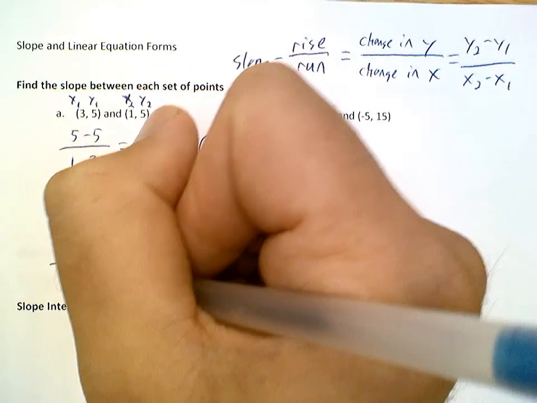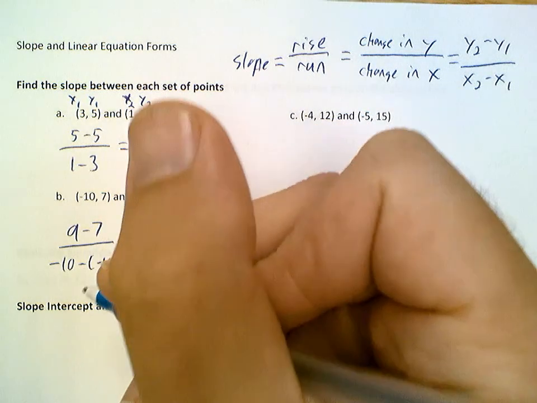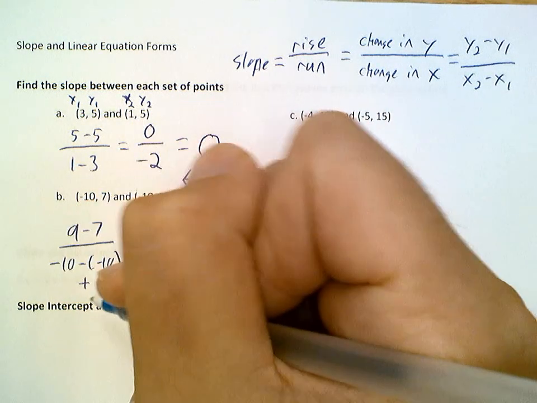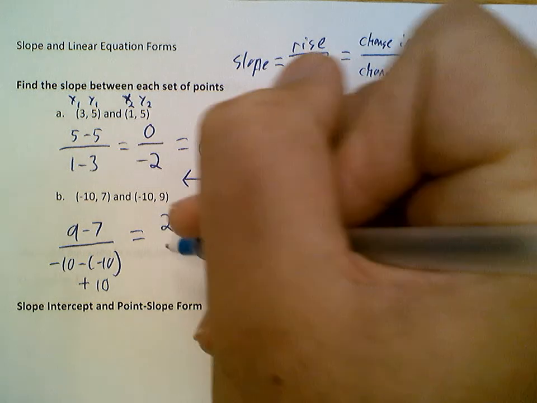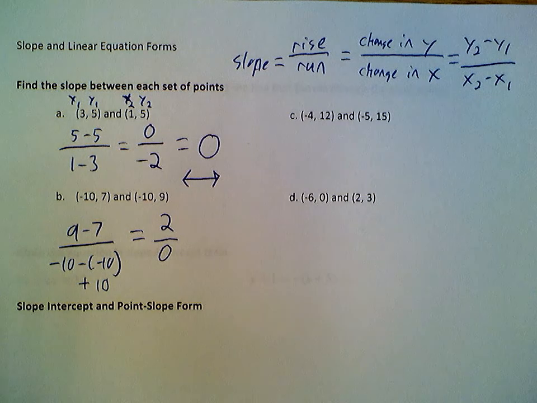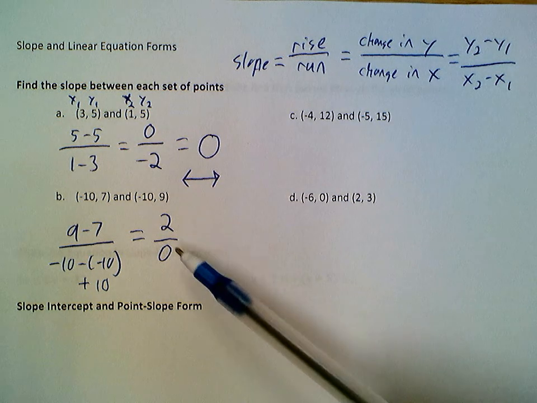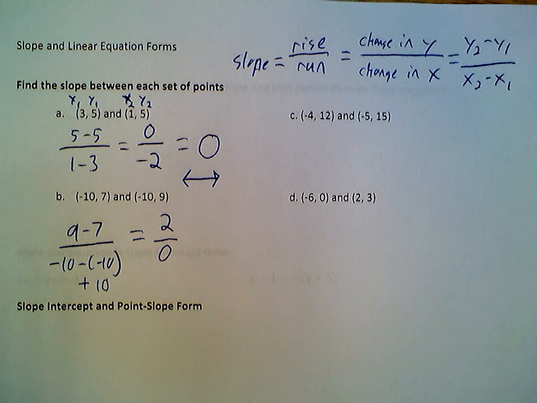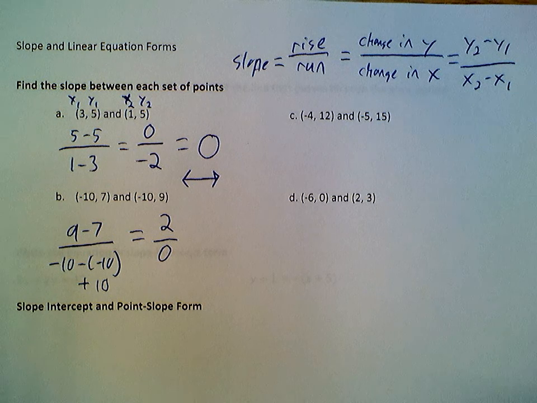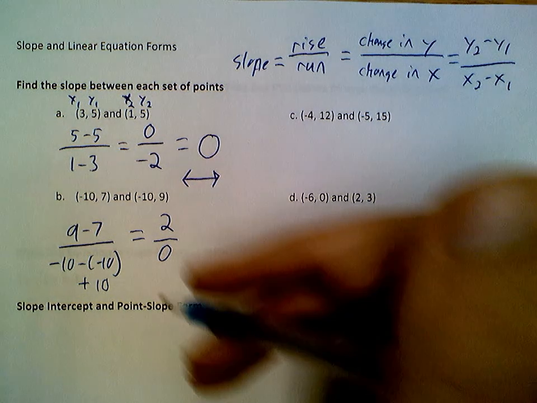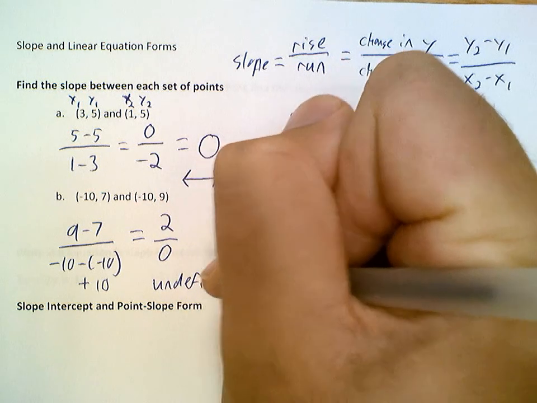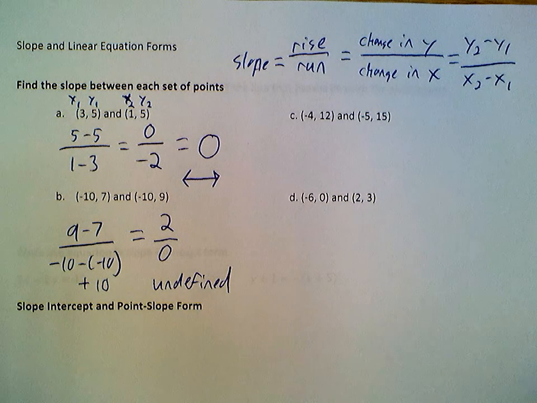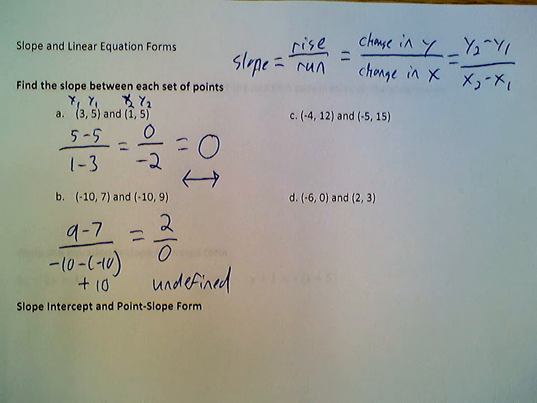Well, it's the same thing, minus itself, and minus a negative is plus, so we actually end up with negative 10 plus 10, and negative 10 plus 10 is 0, so we end up with 2 over 0. So, be careful with this, because what is 2 divided by 0? Well, you cannot divide by 0. 2 divided by 0 is undefined. Okay? It is undefined. You cannot divide by 0, because 0 goes into anything an infinite number of times. That's why you can't divide by 0.